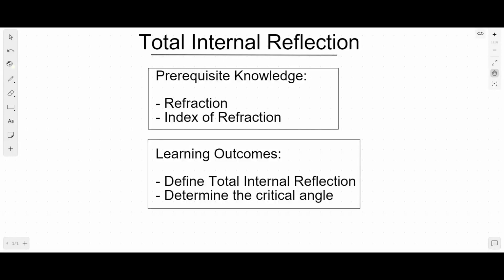Alright, welcome back. What we're covering in this video is what's called total internal reflection. Now, it may sound complicated, but you'll find that it's really simple. The things you need to know before this video is you need to understand what refraction is, what the phenomena is, and you need to know what the index of refraction refers to. So what we'll be covering is defining total internal reflection and then determining something called the critical angle.